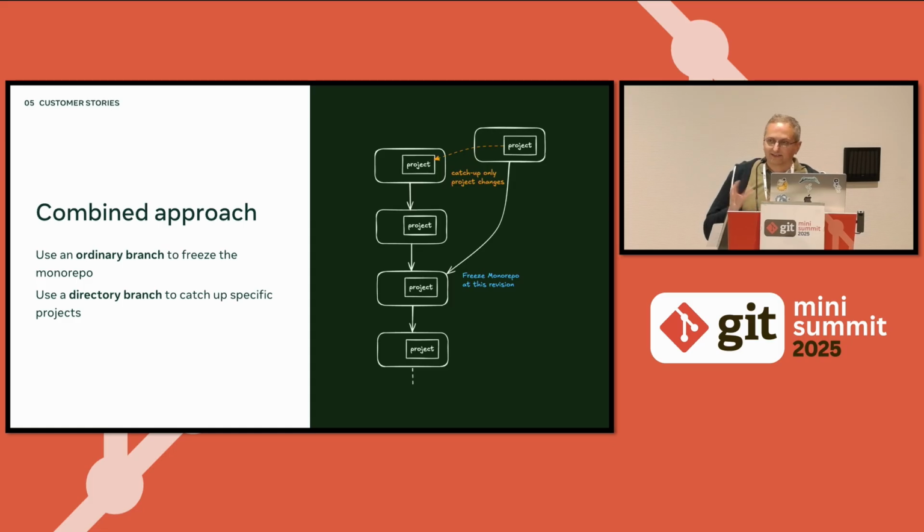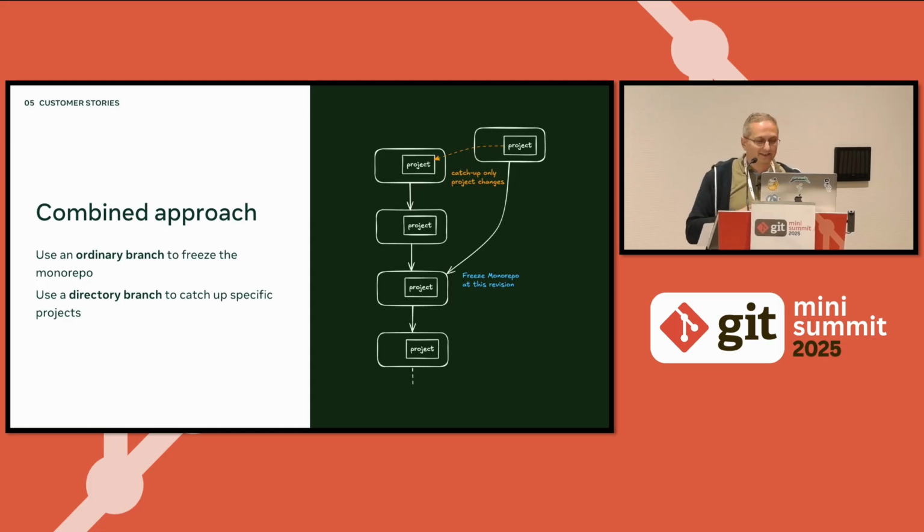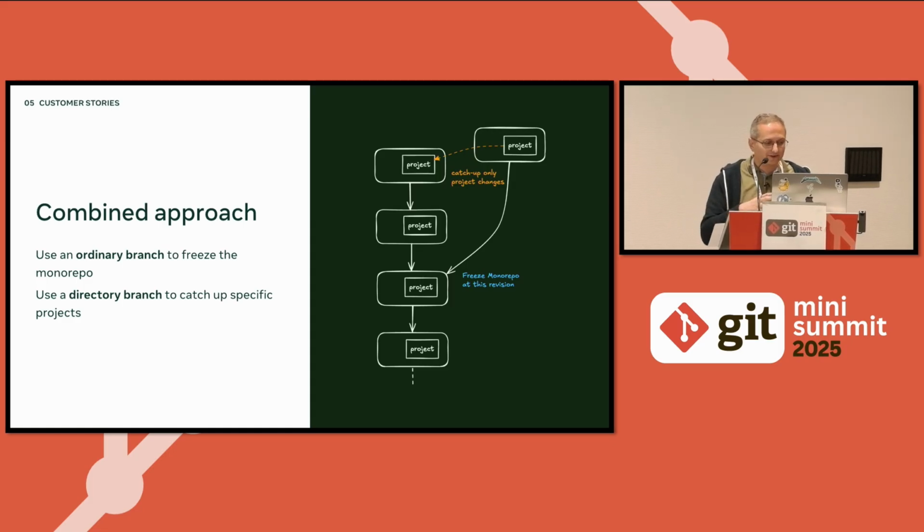And one, I guess, kind of novel approach that we didn't really think of when we first designed it, but it sort of shows the power of building things out of small components, is some teams actually started to use it as a combined approach. So they would make a release branch, like a full repository branch, a normal branch, which obviously freezes everything. So it gives them kind of a stable base where the monorepo isn't moving forwards. But then they can use a directory branch to catch up specific things from the main branch. So they can just merge individual directories in from the main branch.